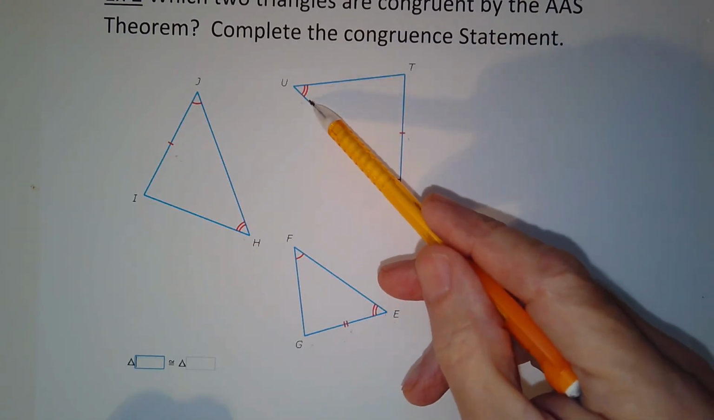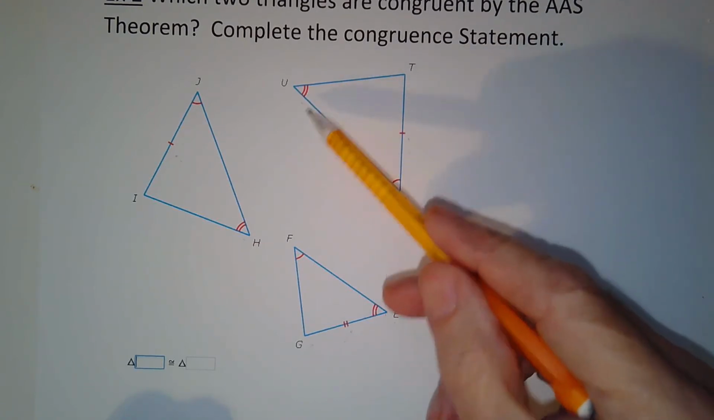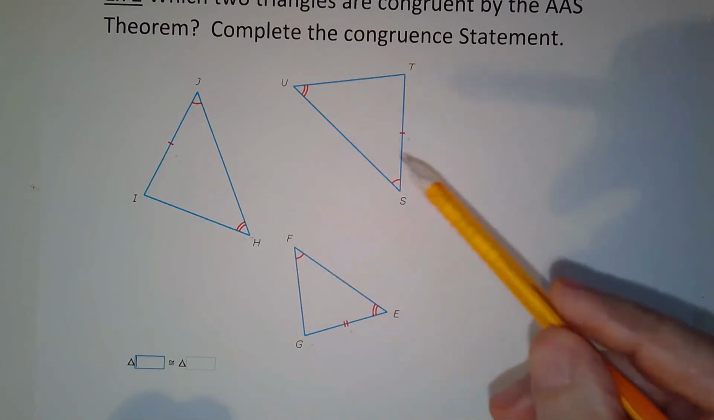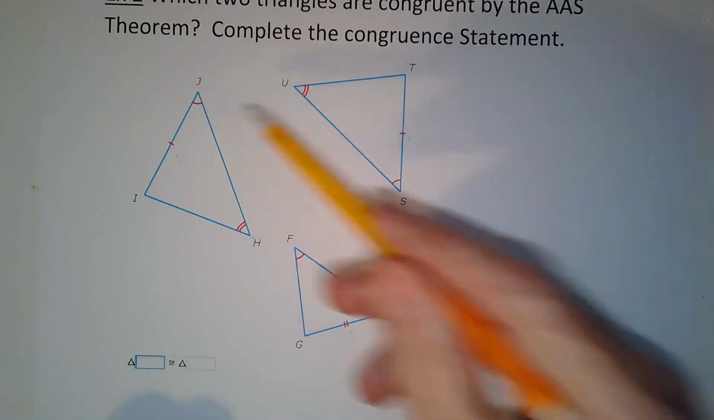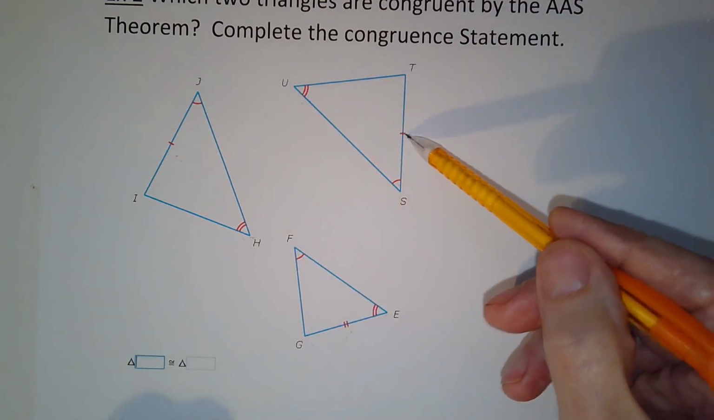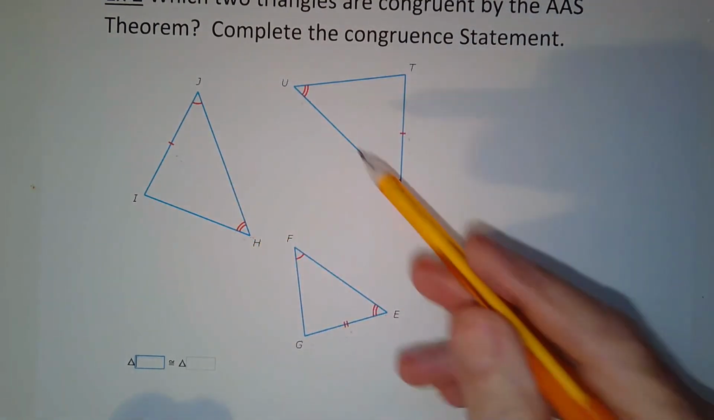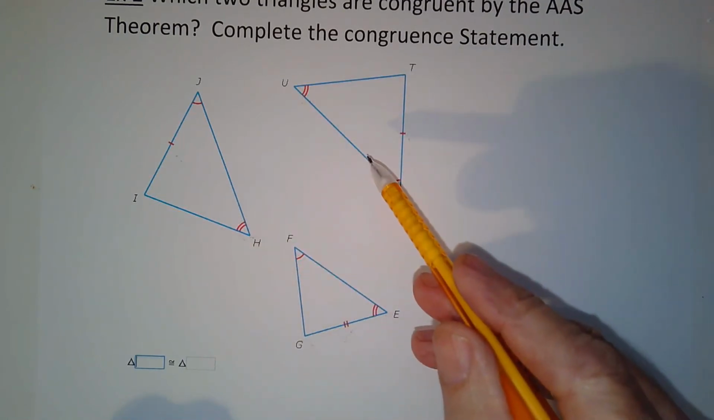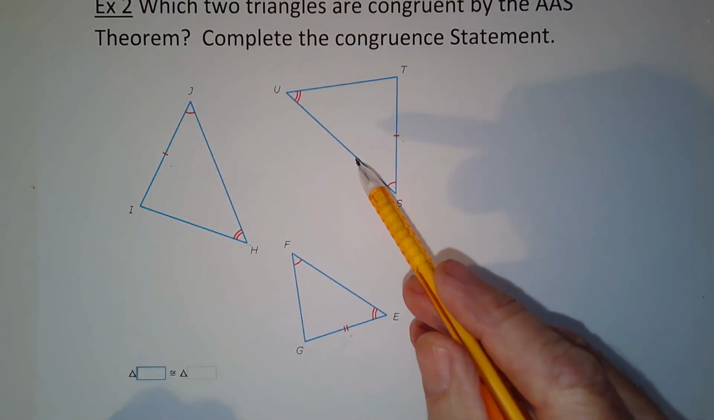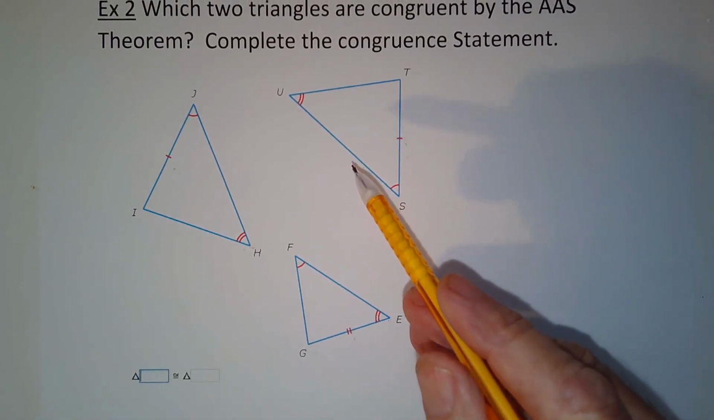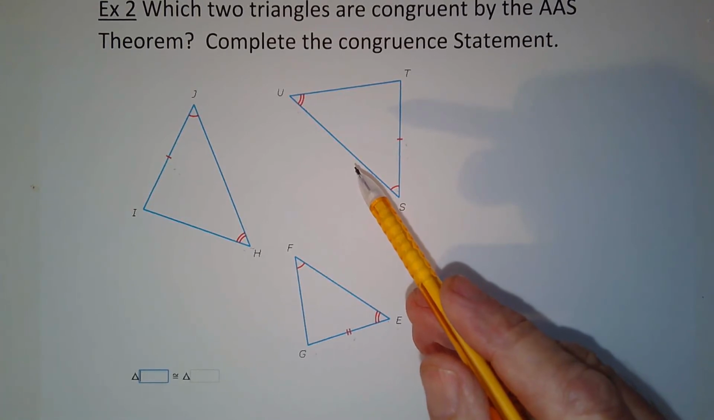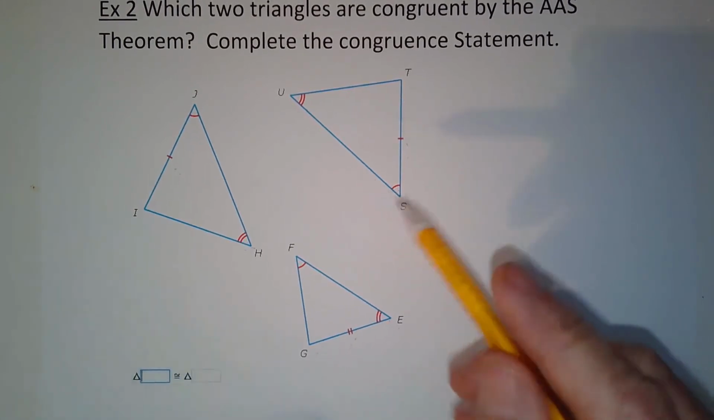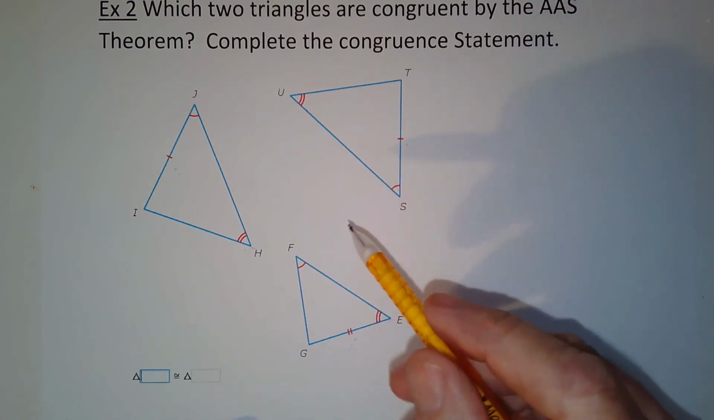So here's an angle with two arcs. Here's an angle with two arcs. Here's an angle with one arc. Here's an angle with one arc. Here is a side with one tick mark and a side with one tick mark. So of the three here, these two triangles have to be congruent. Okay? So we know what the theorem is, and we want to write this so it will match.